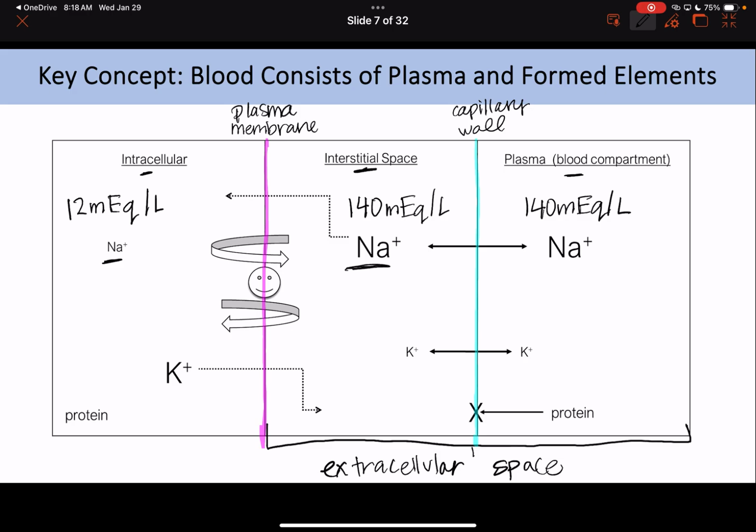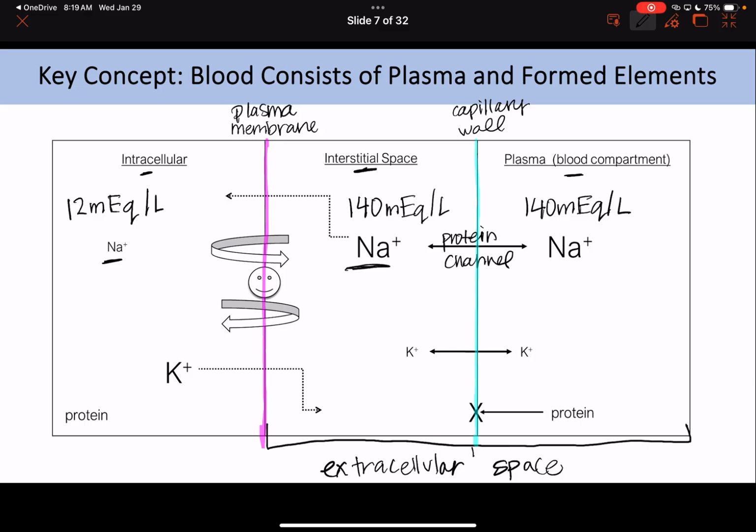One way that we keep those two equal at 140 milliequivalents per liter, even though solutes are moving in and out and moving all the time, is that we use a protein channel here to allow for the movement of sodium between those two fluid compartments so we can keep those concentrations equal, 140 on one side and 140 on the other side.